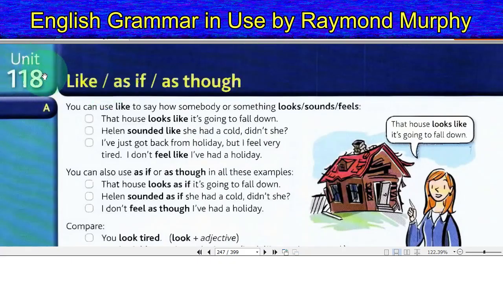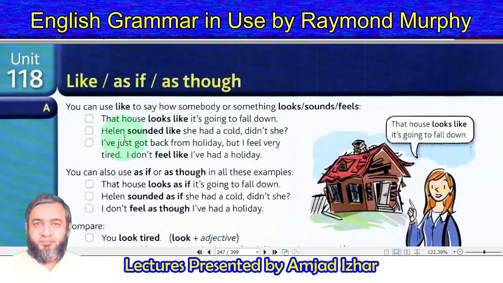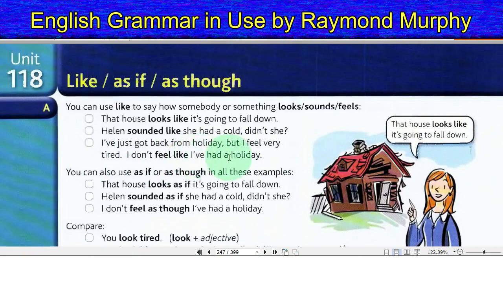Unit 118. Like, as if, as though. A. You can use like to say how somebody or something looks, sounds, feels. That house looks like it is going to fall down. Helen sounded like she had a cold, did not she? I have just got back from holiday, but I feel very tired. I do not feel like I have had a holiday.